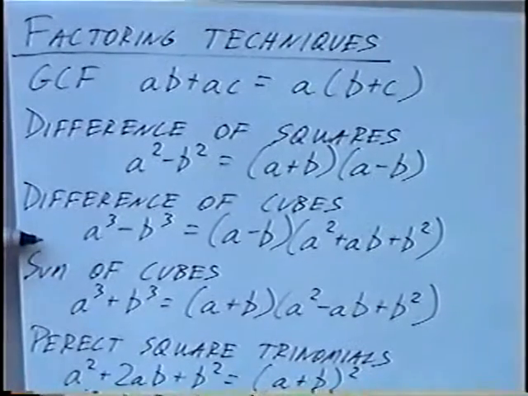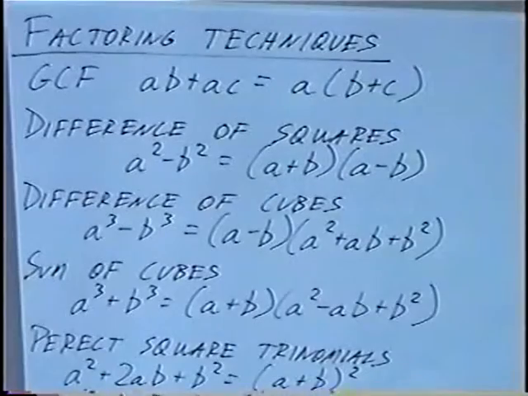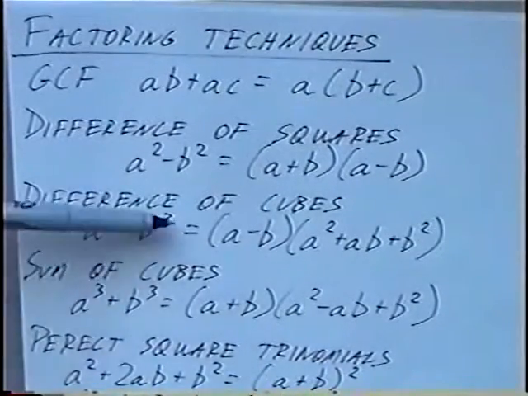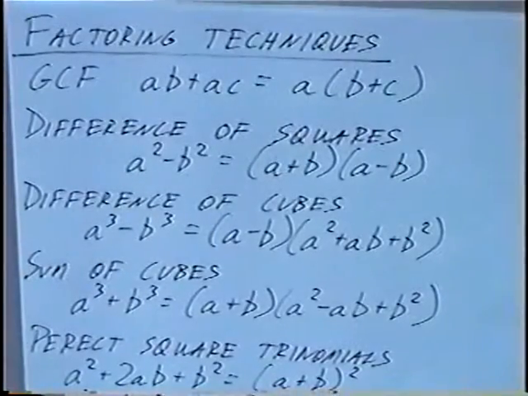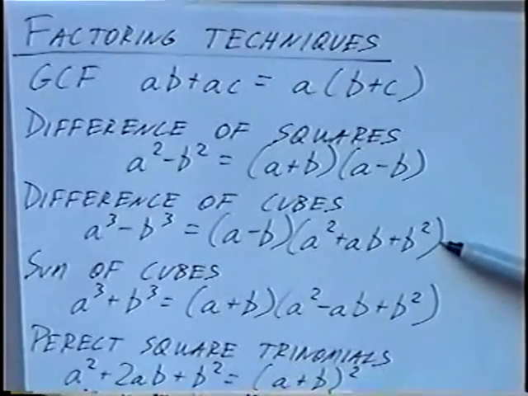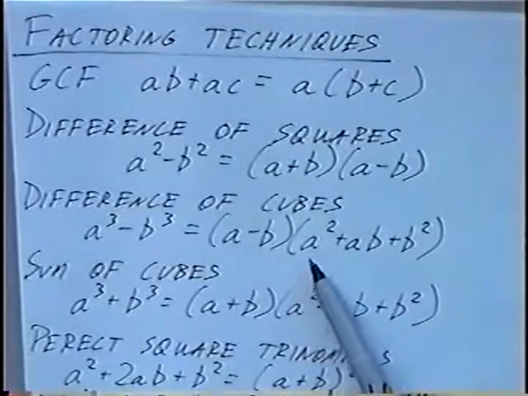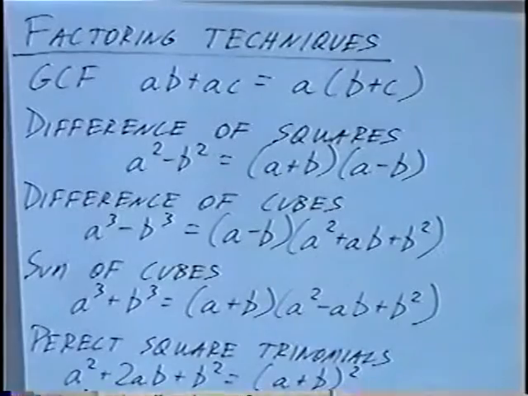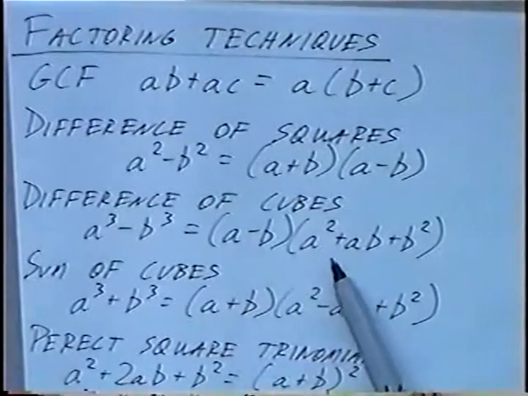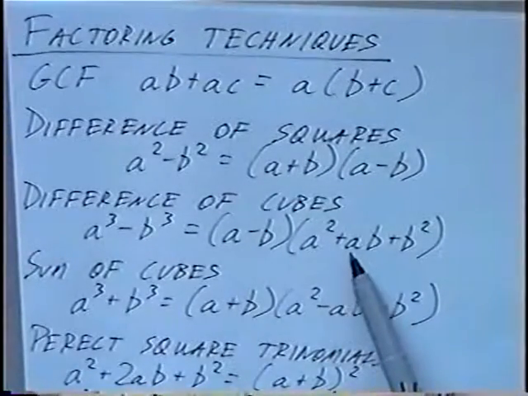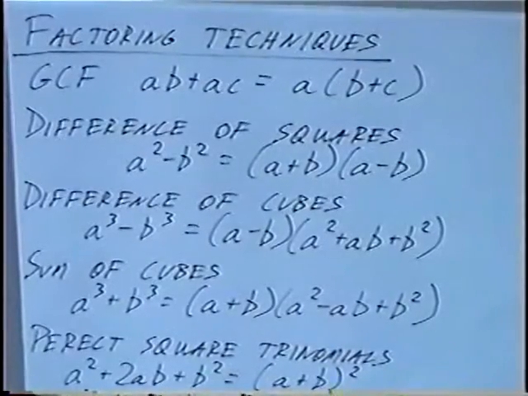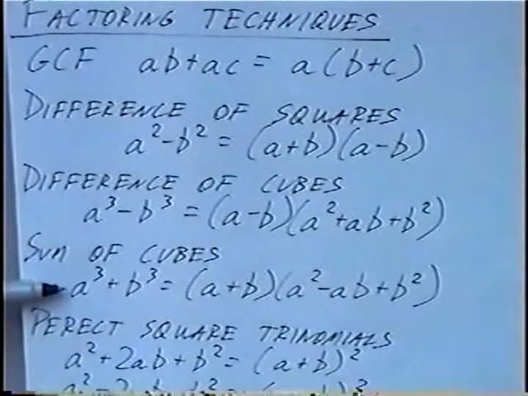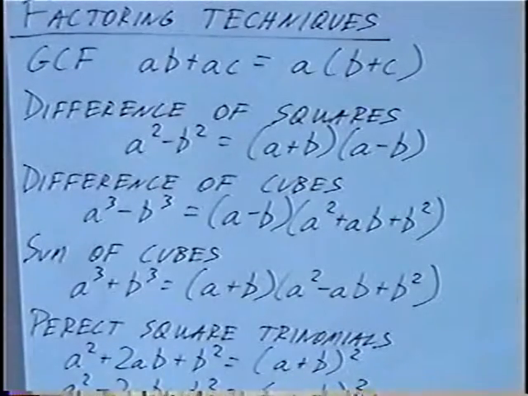New to Algebra 2, difference of cubes, a cubed minus b cubed. If you can take the cube root of each term, the first parentheses would be a minus b, and the second parentheses is a trinomial. We'll have a squared, and then positive a times b, and then plus b squared. So for difference of cubes, we'll have a minus b at the beginning, and the middle term will be a times b positive.